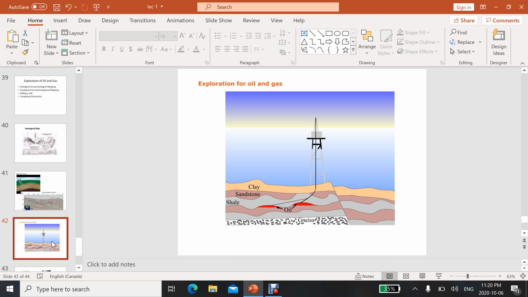Okay, after geological and geophysical survey, you have to drill a well, either offshore or onshore. That depends on your mapping, what you got from those maps. As you can see here in red color, there is an accumulation of oil, or you can say gas is also there, and you have to reach there through drilling.